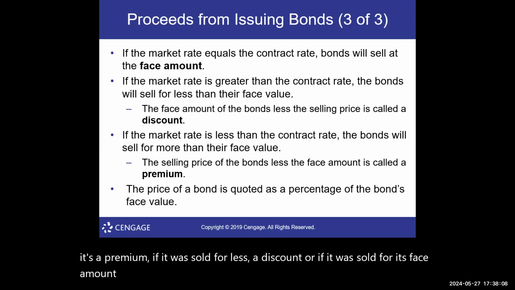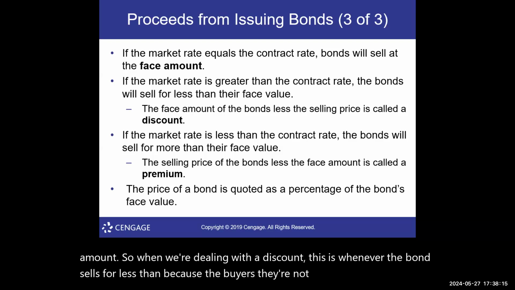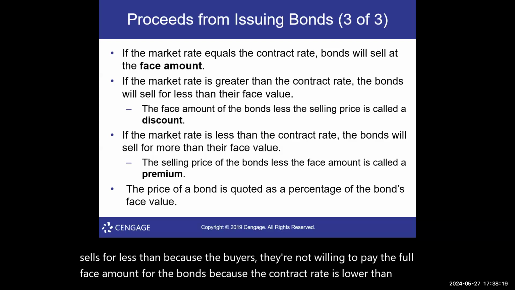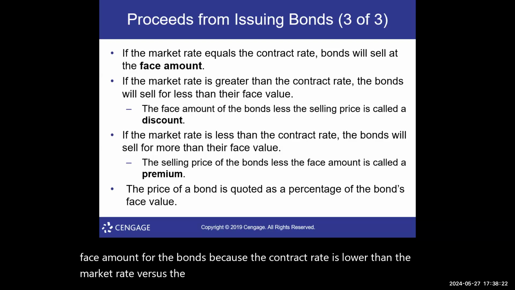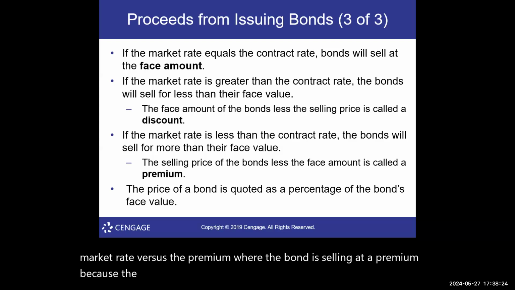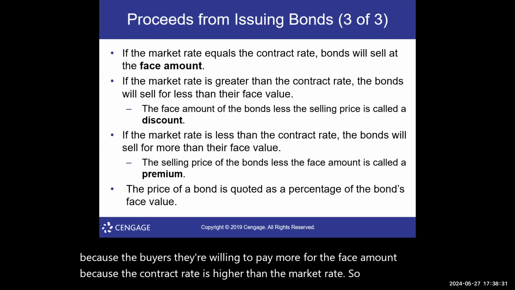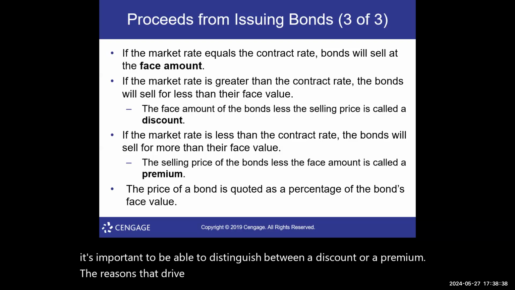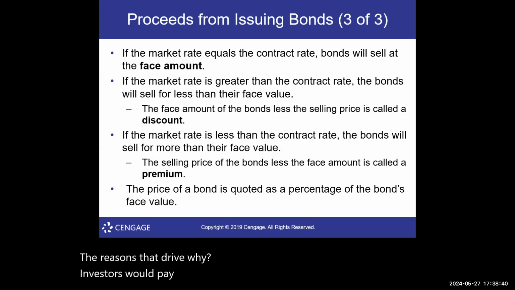So when we're dealing with a discount, this is whenever the bond sells for less, because the buyers are not willing to pay the full face amount for the bonds because the contract rate is lower than the market rate, versus the premium, where the bond is selling at a premium because the buyers are willing to pay more for the face amount because the contract rate is higher than the market rate. So again, it's important to be able to distinguish between a discount or a premium and the reasons that drive why investors would pay more or why they would pay less.